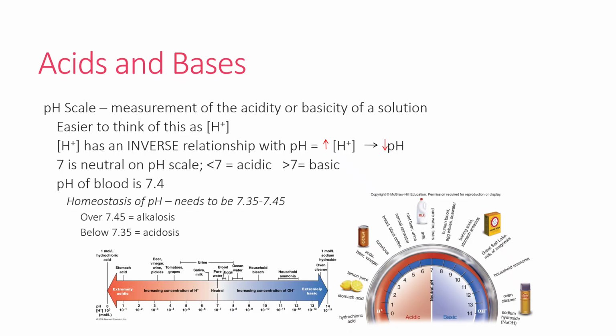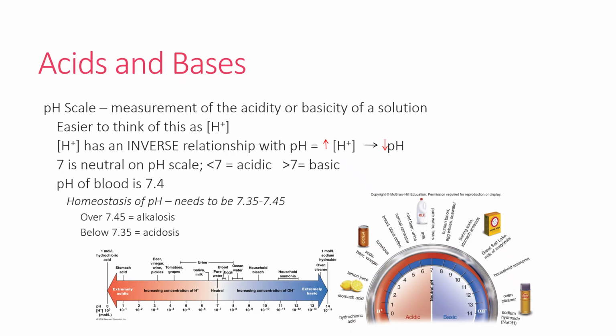Now, what is going to cause an increase in the hydrogen ion concentration? Acids. So the more acidic something is, the lower the pH, because the more acidic it is, the more hydrogen ions that it releases, and the more hydrogen ions, the lower the pH. Okay. Now, on the flip side of that, if something is going to decrease the hydrogen ion concentration, a base, that means the hydrogen ion concentration is going to decrease, which means the pH is going to increase.